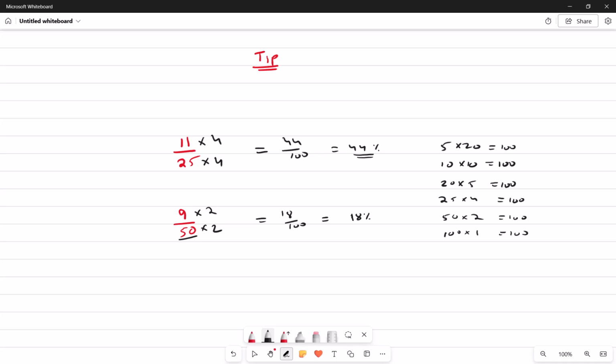So if you ever see, let's say, 23 out of 100, to convert this to a percentage, we don't need to do anything. We just write this as 23%, because the denominator is already 100. So if you ever run into a fraction where the denominator is any of these, so 5, 10, 20, 25, 50, 100, we can easily convert that fraction to a percentage.